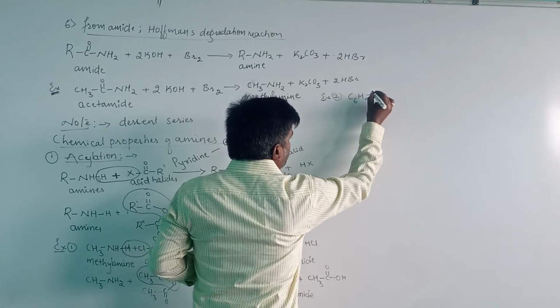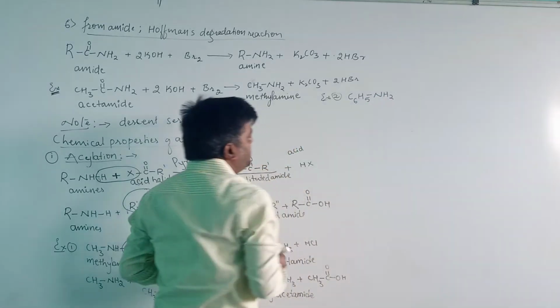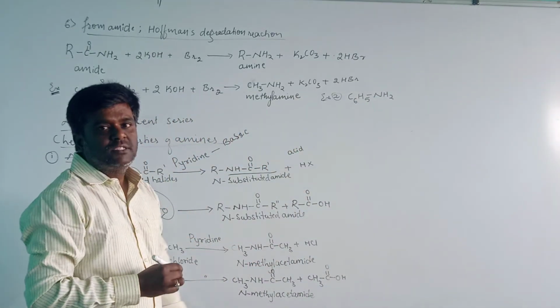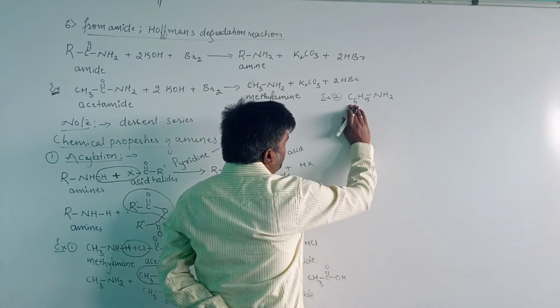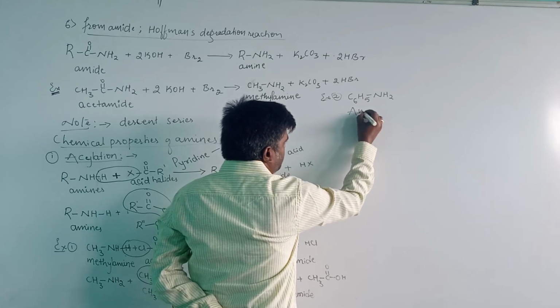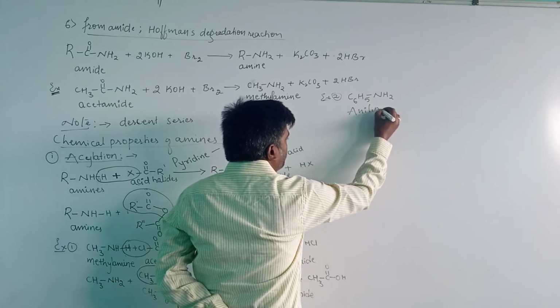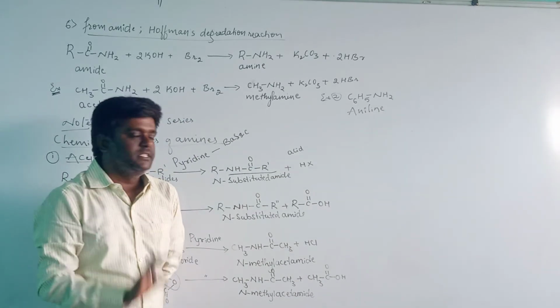C6H5NH2. The name for this compound is aniline. Generally it is known as aniline, and we can call it aminobenzene or benzene amine.